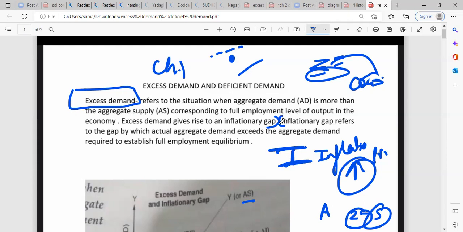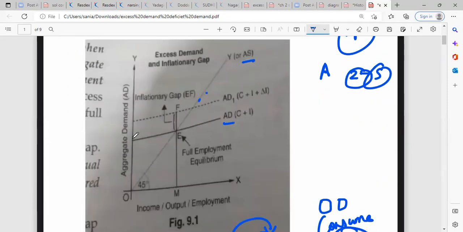So first of all, you will write excess demand as the first point, and then the second point, and in brackets you will write what is the inflationary gap. Inflationary gap refers to the gap by which actual demand exceeds the aggregate demand required to establish full employment equilibrium. Clear? And then this is the graph for the inflationary gap, showing your excess demand.